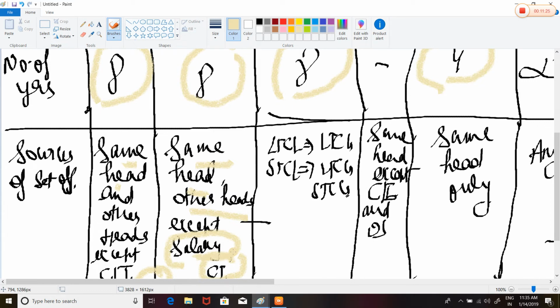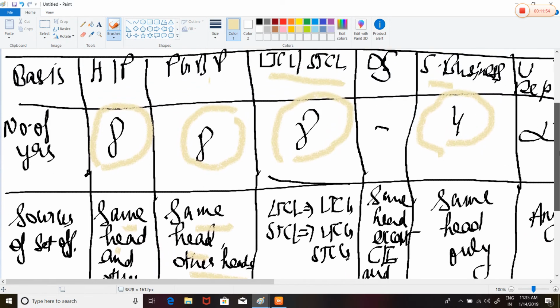Then STCL can be set off from LTCG and STCG. LTCL cannot be set off from STCG, whereas STCL can be set off from LTCG. And in further years in which it is carried forward, it also cannot be set off from any other head, only from the same head as given here.